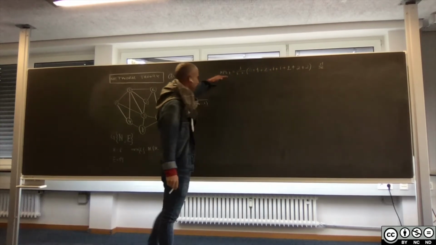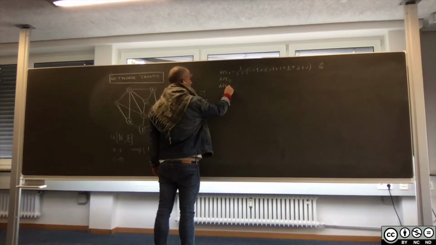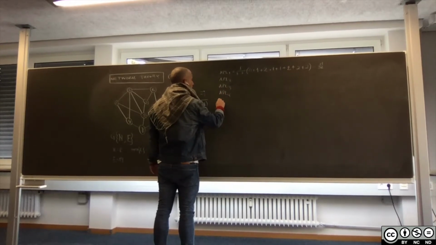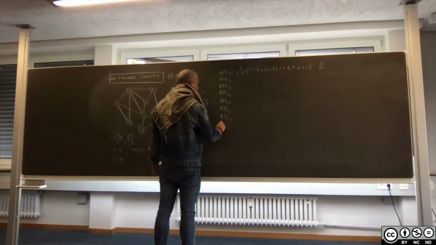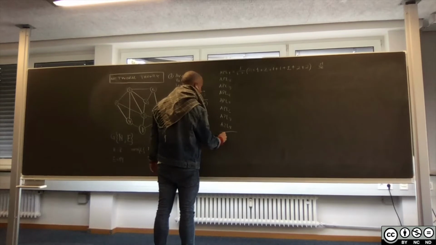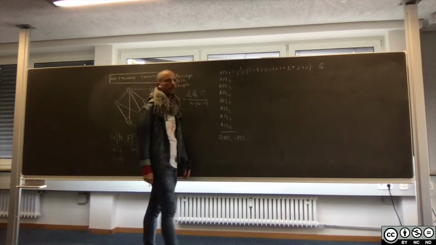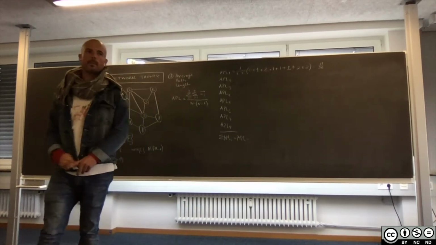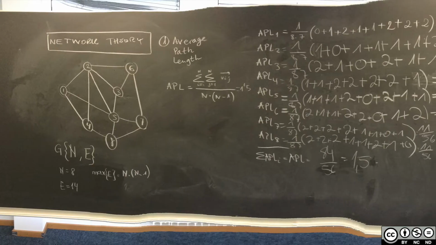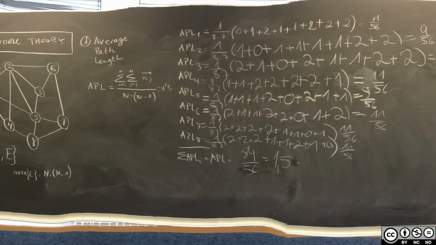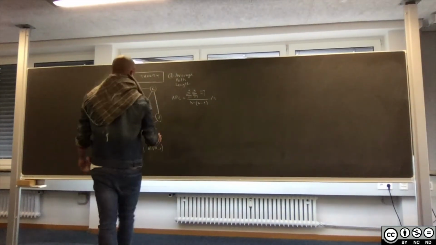Okay. If I repeat this for APL for 2, for 3, 4, 5, 6, 7, and 8, and I add it up, I get the average path length of all the network. Please do it. The second concept is the clustering coefficient.